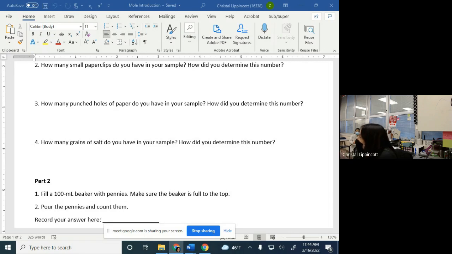Okay. So then, if you knew the mass of one of them, how did you figure out how many pieces you had? What did you do next? If you knew the mass of one of them, how did you figure out how many pieces you had in there? What did you do? Somebody did something in here. Come on, let's go. Talk to me.